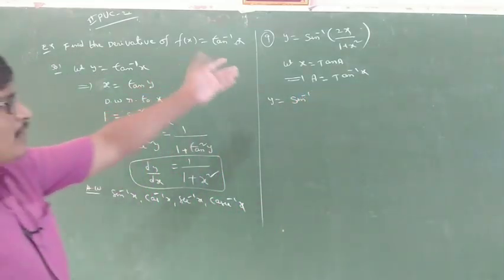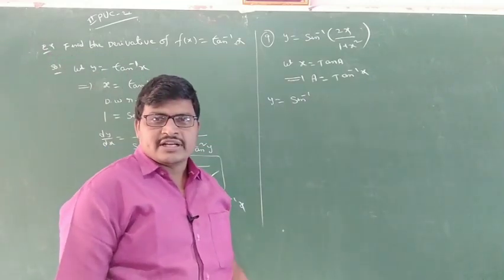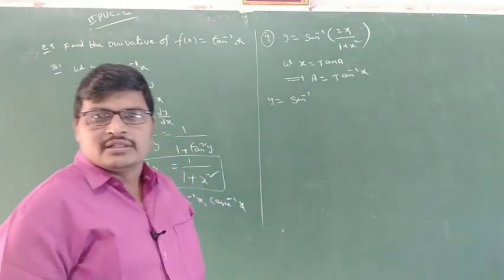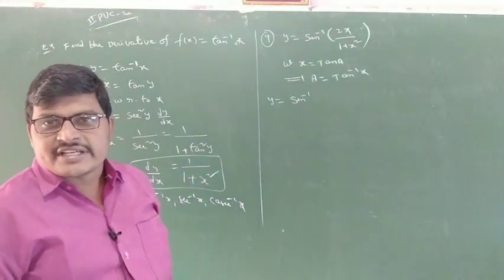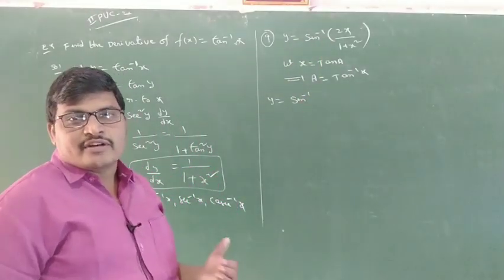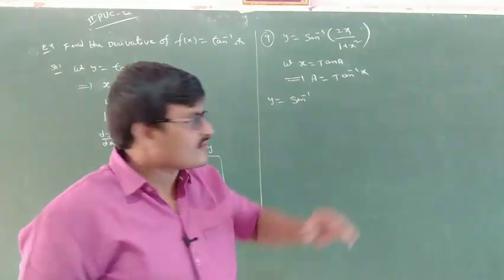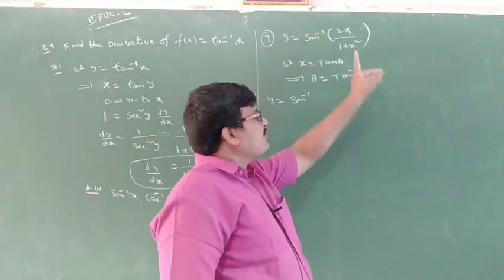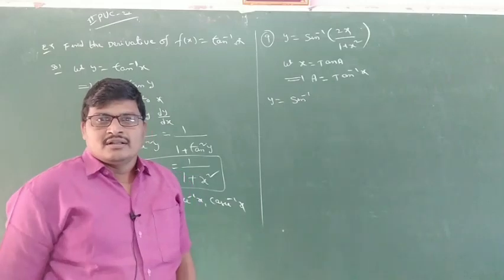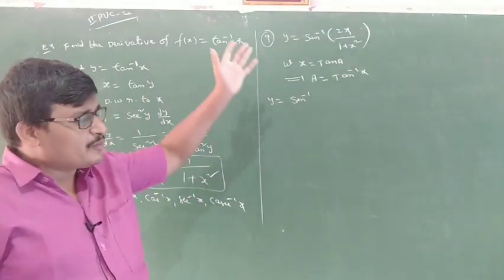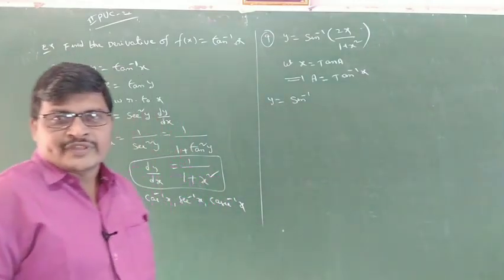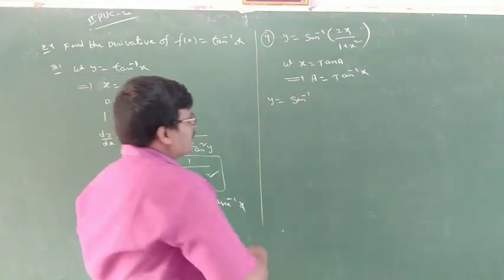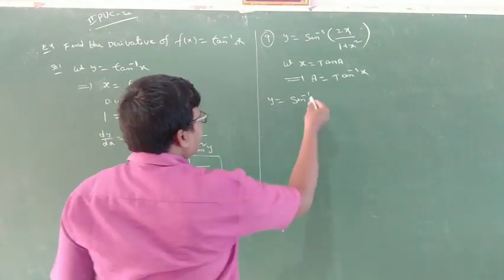Now you can apply the direct formula, the derivative of sin inverse x, which is 1 by root of 1 minus x square. Here 2x by 1 plus x square is x. That procedure is also correct, but it is a lengthy procedure. So the simple procedure is as follows.